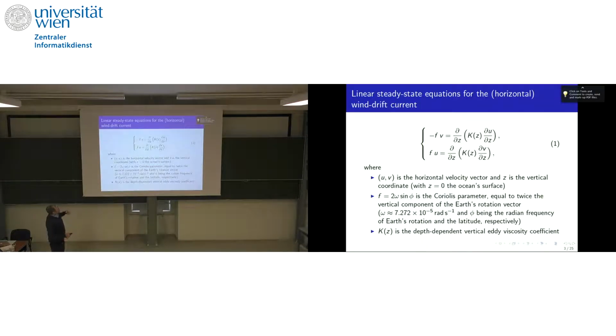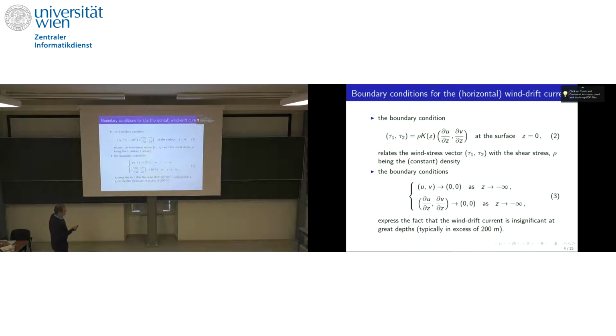This is the basic system that I will look at. So f is here, the f-plane approximation. u and v are the horizontal components of the velocity. z is the vertical variable, and K is a depth-dependent vertical eddy viscosity.